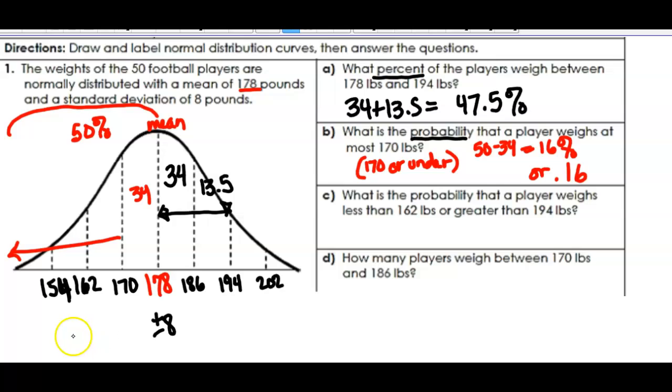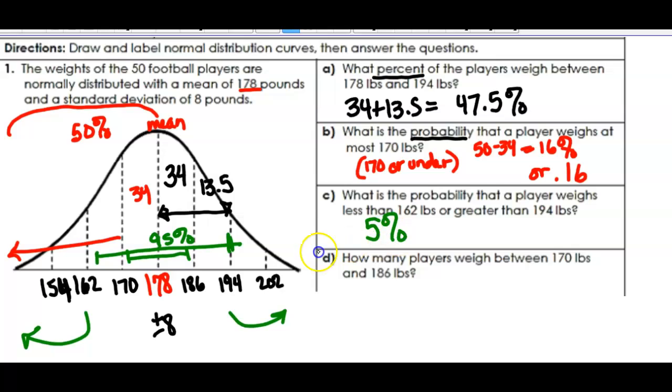What is the probability that the player weighs less than 162 or more than 194? So now we're talking about these people down here and these people up here. Well, if you look, remember this was 68 and this was 95. So if 95% are in here, there has to be 5% left over above and below. But you could add 2.35 and 2.35 and 0.15 and 0.15 up here, and you should get 5%. Or 0.05 if you wanted it as a probability.